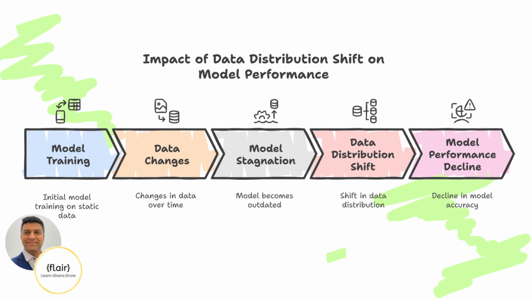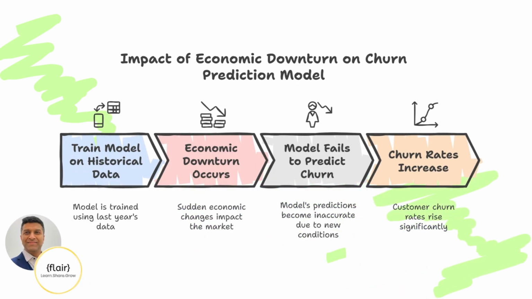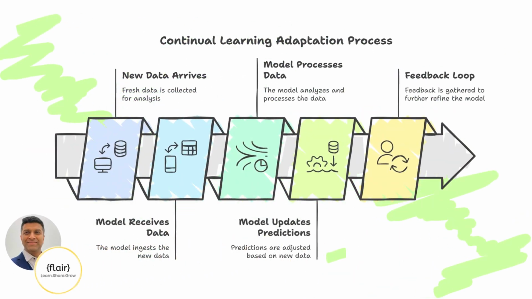Think about it like this: you've got a model predicting customer churn, trained on last year's data. It works great until a sudden economic downturn hits. Suddenly, churn rates are through the roof, but your model's blind to it. It's still looking for signals from a different reality, and its predictions become less and less accurate. That's where continual learning comes in. It aims to keep your models in the loop, constantly adapting to new data and feedback.